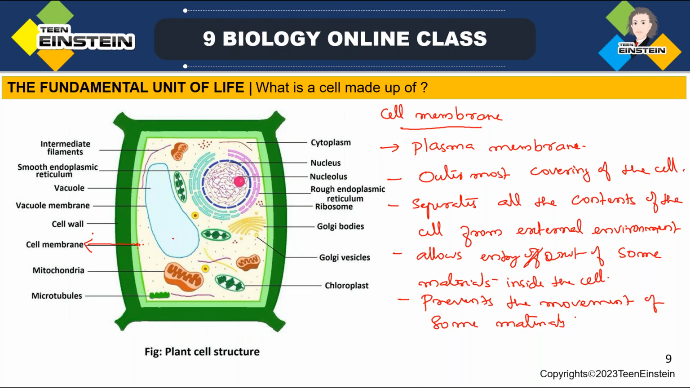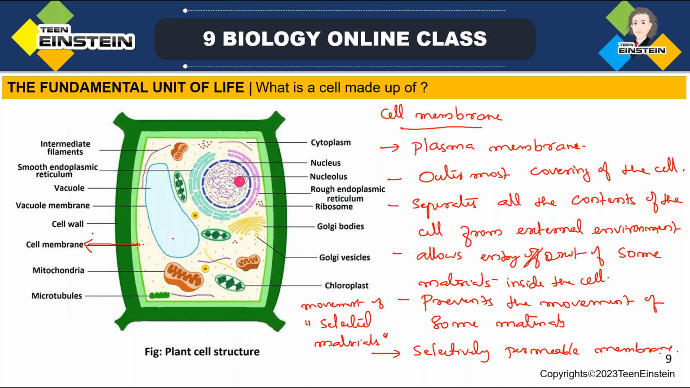It is allowing only selected material. That's why the cell membrane or plasma membrane is called a selectively permeable membrane. It allows the movement of selected materials. So, plasma membrane is called a selectively permeable membrane. Plasma membrane is otherwise called a selectively permeable membrane.